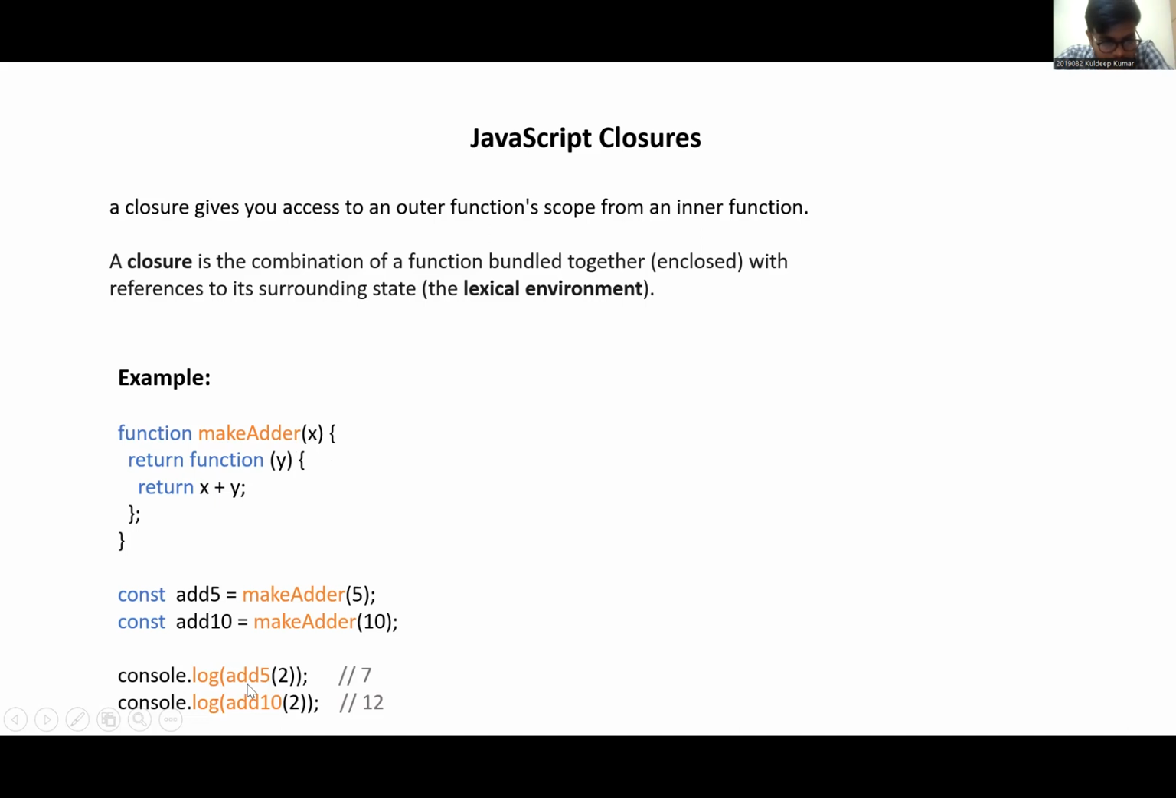Basically, when we print this line, x becomes 5, and here y becomes 2. So we get the output 5 plus 2, which is 7. And in the second line, console.log add10 2, here x is 10 and y is 2. So we get the output 10 plus 2, which is 12.